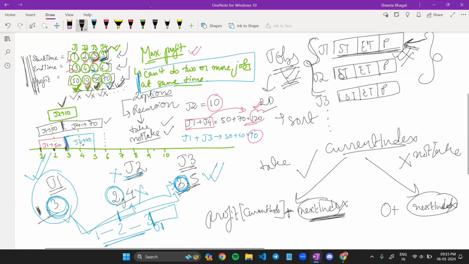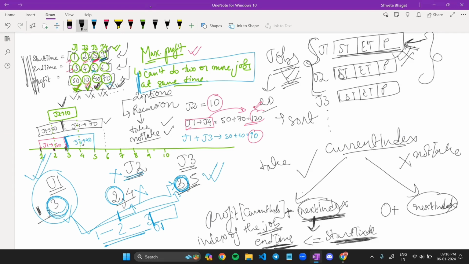So what will our next index be? Our next index would be the index of the job for which the start time would be greater than or equal to the end time of my previous job, which means the end time of the current job.